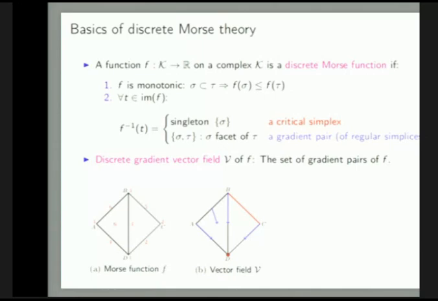Oh, sorry, yeah, you're right. Yeah, sorry, so it's 5. In this case, 5 is the critical simplex, and 3 is a pair.